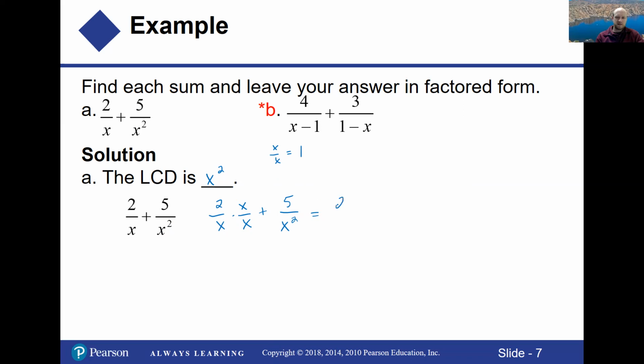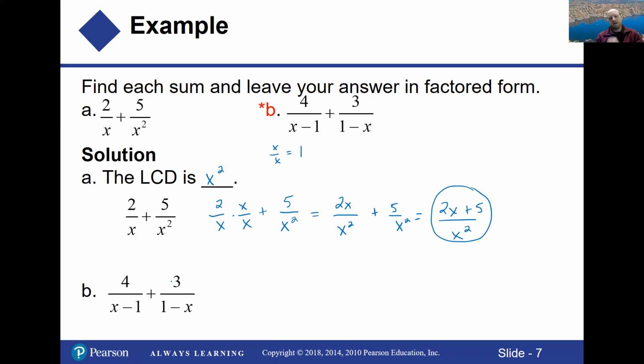So 2 times x is 2x. x times x is the x squared common denominator that we want. And then I didn't do anything with 5 over x squared. And now I can add your numerators and keep the denominator. So I have 2x plus 5 over that common denominator of x squared. So that's your answer there.